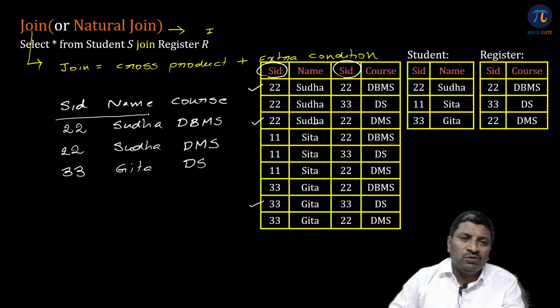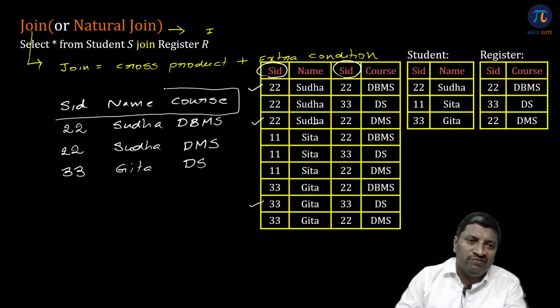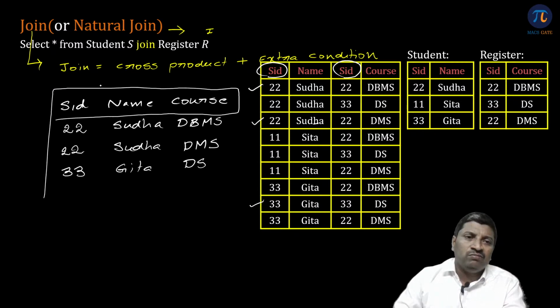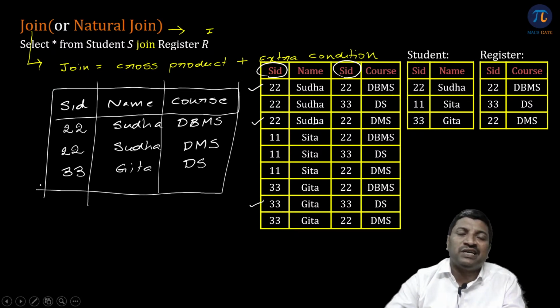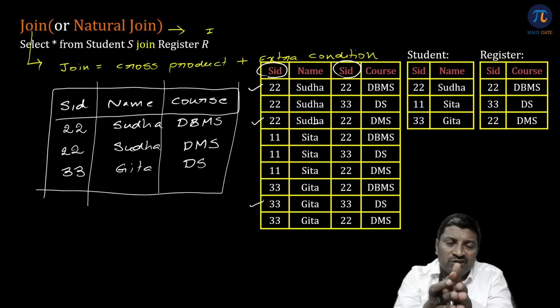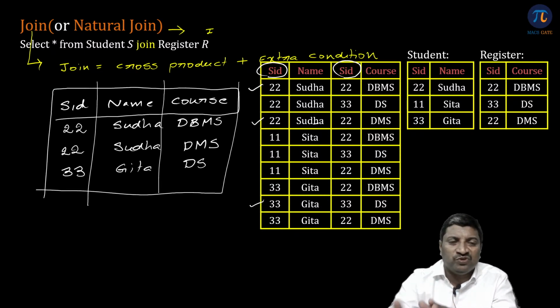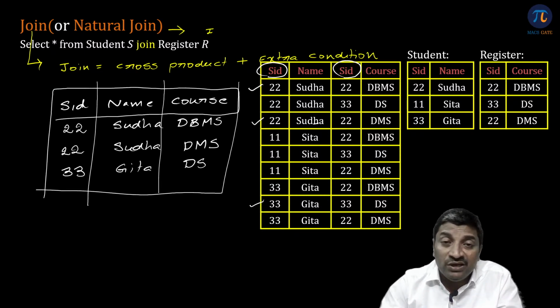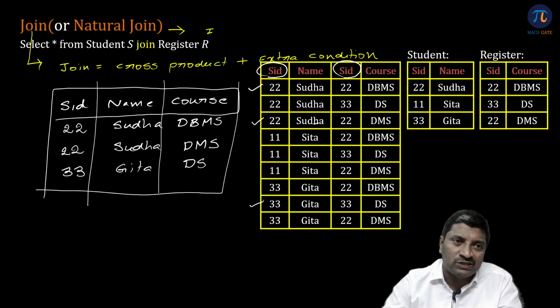Hope you understood. Now join will give a more meaningful result, because I have student personal details in one relation and student registration details in a second relation. I want to combine these two to get more useful information. That is the main use of join. Whenever I have information which is spread among two or more tables, then we use this concept, join.